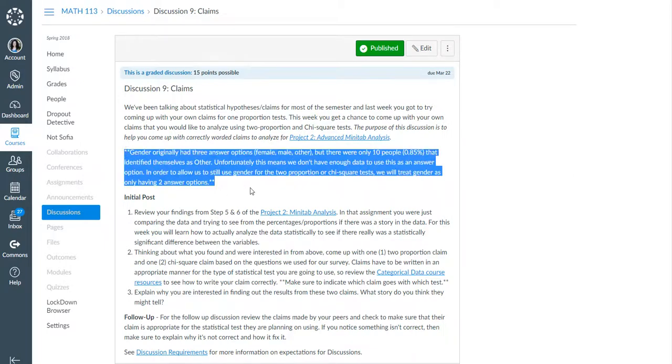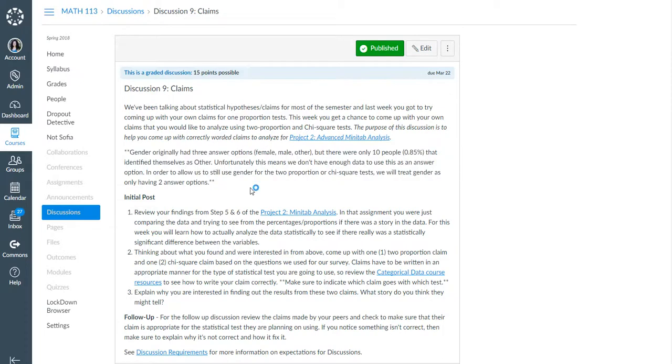Gender originally had three answer options, but only 10 people, which is only 0.85% of the population that we sampled from, identified themselves as other. That means we really don't have enough data to use this as an answer option. There's just not enough data for anything to end up significant, so it's going to throw everything else off. So unfortunately, in order to still use gender for our analysis, for the two proportion and chi-square, we're going to treat gender as only having two answer options.